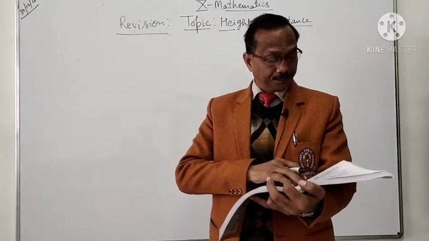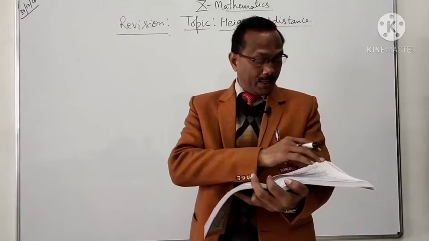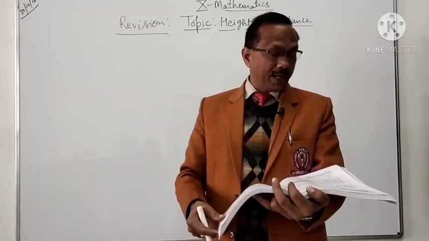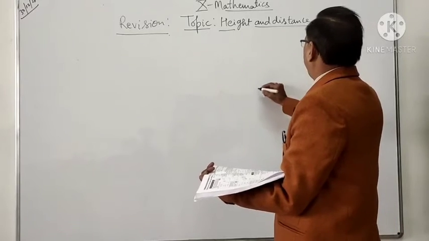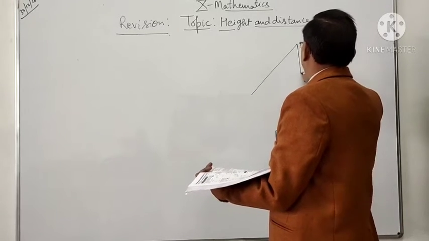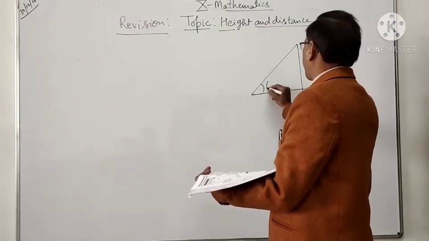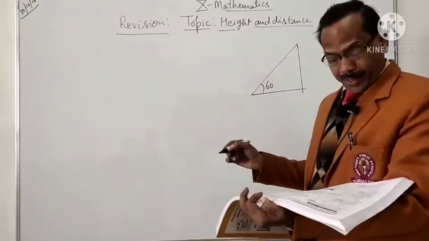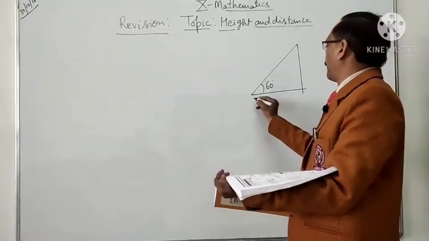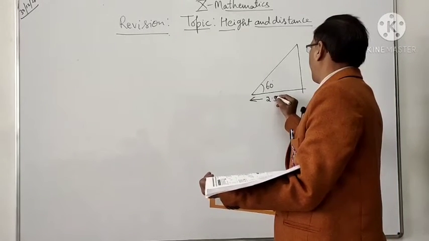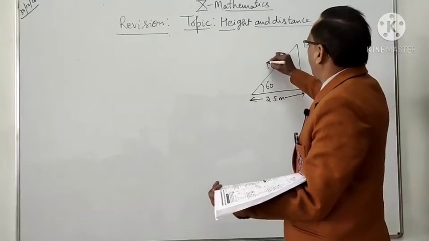Question is, a ladder leaning against a wall makes an angle 60 degree with the horizontal. There is a ladder leaning with the wall making angle 60 degree with the horizontal. This angle is 60 degree. If the foot of the ladder is 2.5 meter away from the wall, so this distance is 2.5 meter. Find the length of the ladder.